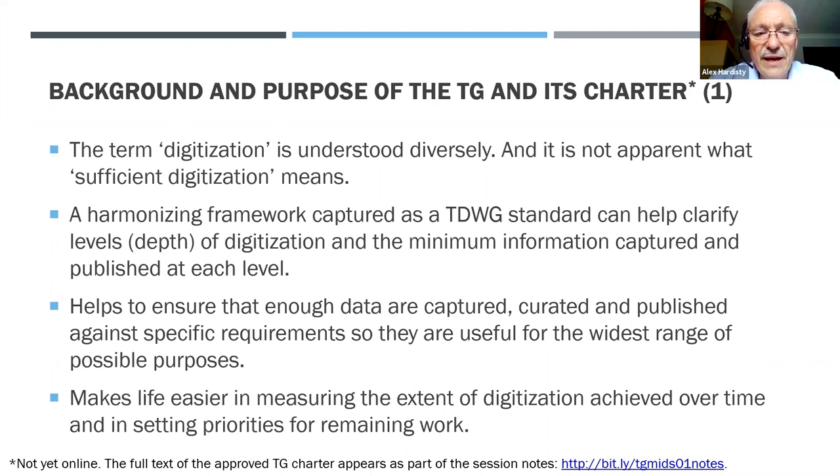Such a framework would also make it easier for institutions and collection managers to measure the extent of digitization that's being achieved over time and to help them to set their priorities for the remaining work. You can find further background about this in the charter.